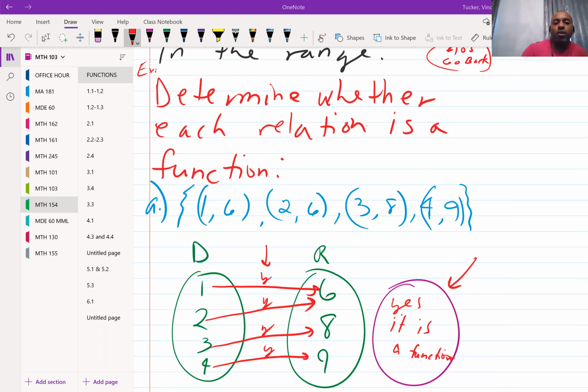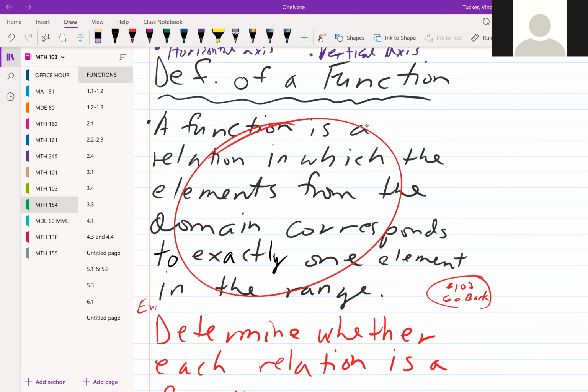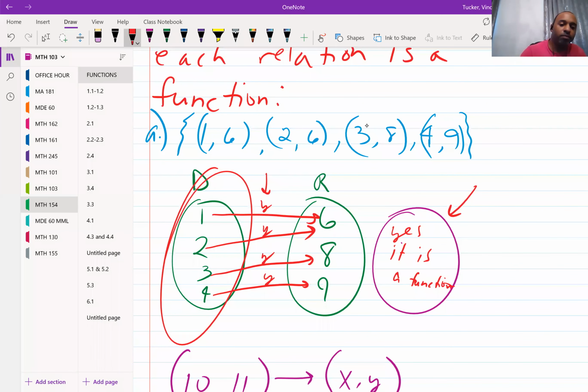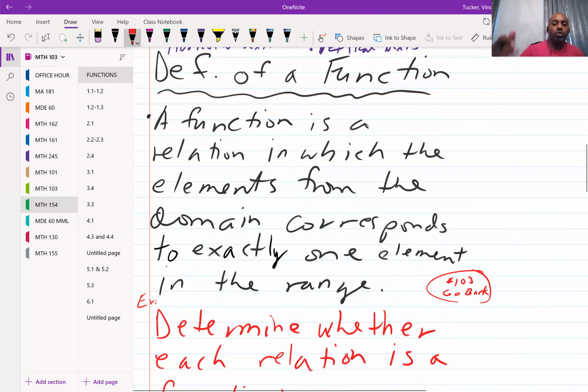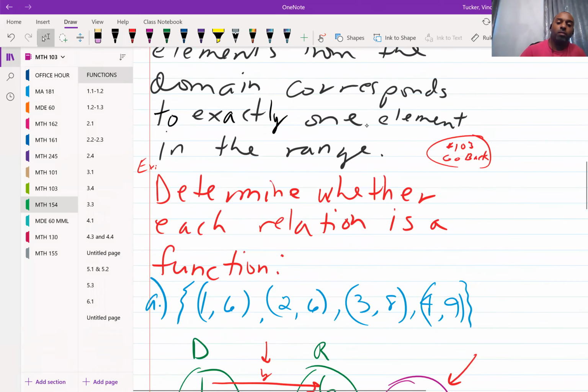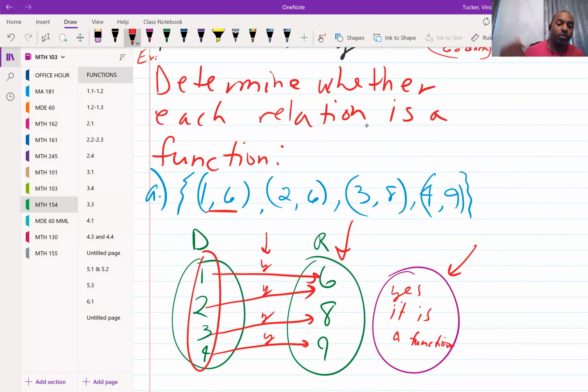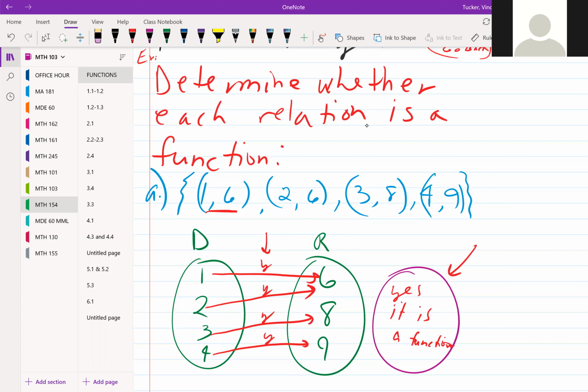No, remember, you're going back to this definition. It says that your elements in your domain, remember domain are your first, 1, 2, 3, 4, each one of them goes to one element in the range. So 1 goes to 6, so it only goes to one value. 2 goes to 6. 3 goes to 8, and 4 goes to 9. So this is a function because each one of these goes to only one value in the range. You'll see in the next one how that can differ, and maybe that'll help you decipher between the two.